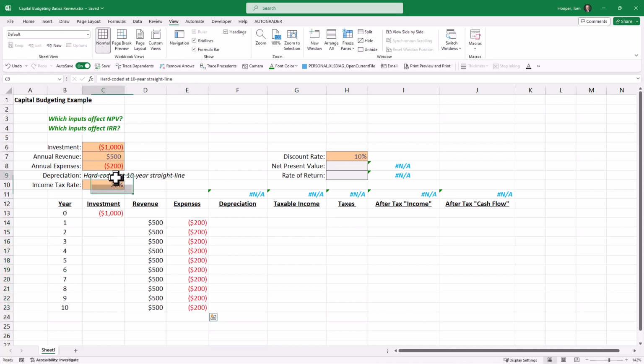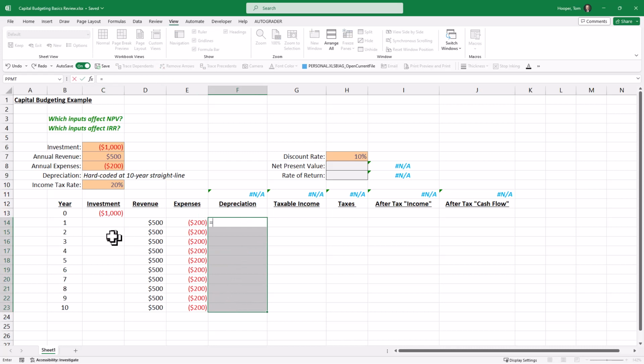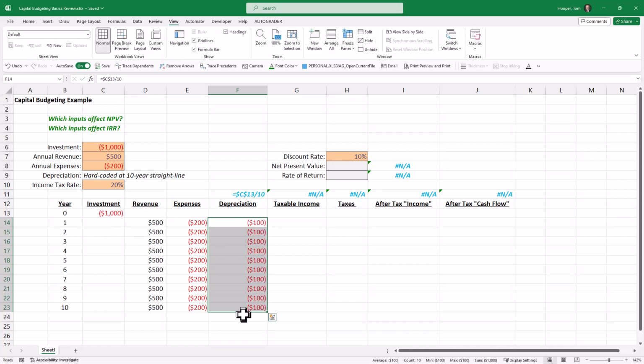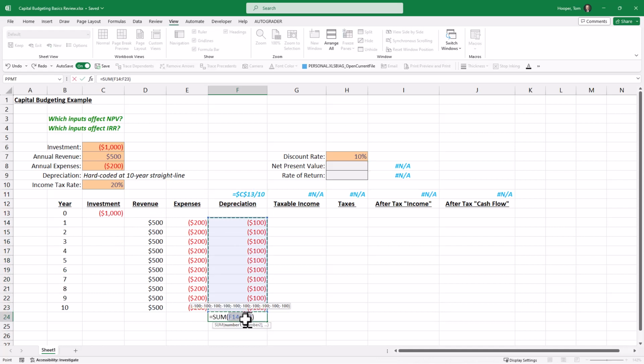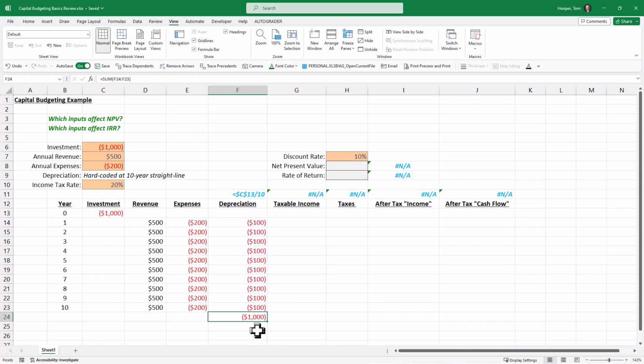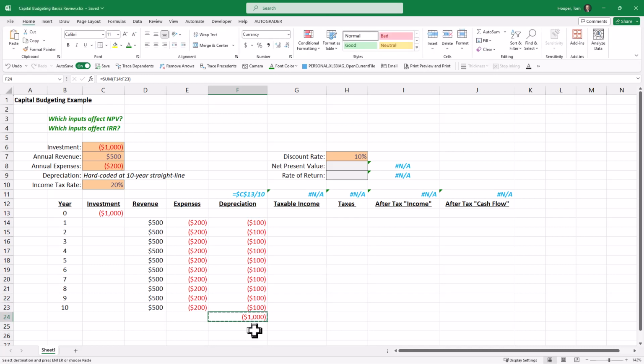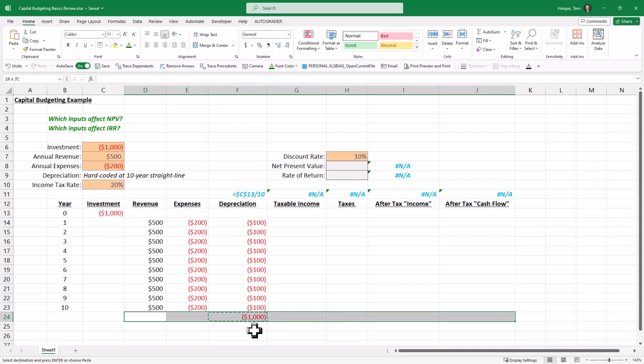Now for depreciation, to keep it simple at this part of the video, I said let's just hard code it on a 10-year straight line. So that means for each year I could take the investment, have to lock that cell, and divide it by 10. I might want to make that negative as well. Oh, it's going to be negative because the investment's negative. So I'll hit Control Enter, and notice that if I come down here, hit Alt equals, then we are recovering our full $1,000. Alt HBP to get a border on top of that. I'm just going to put that sum cell across all these columns.